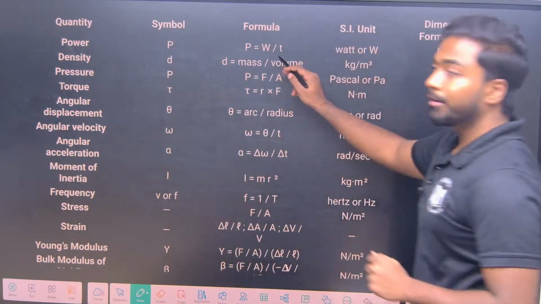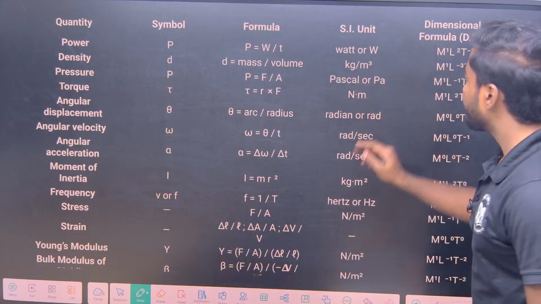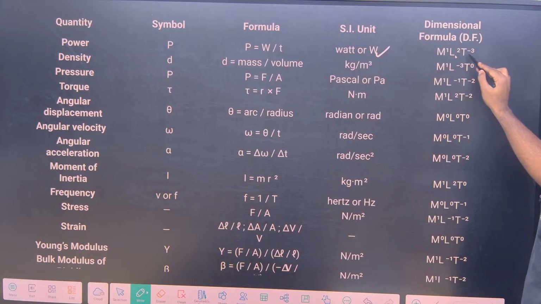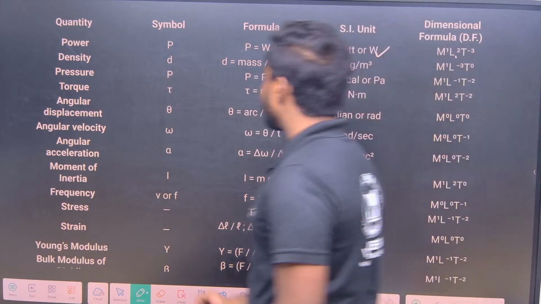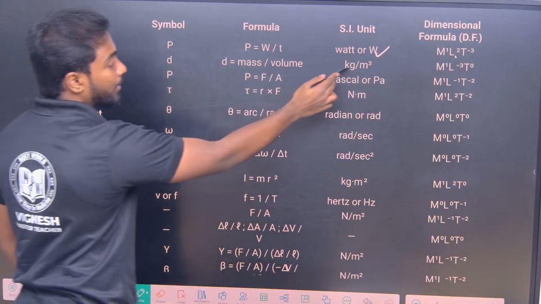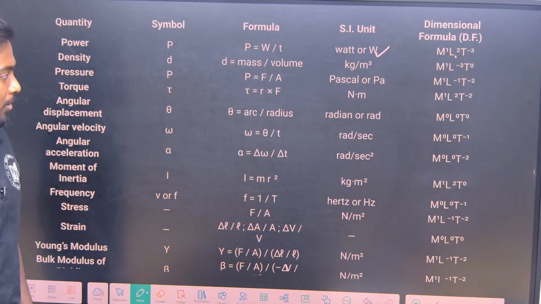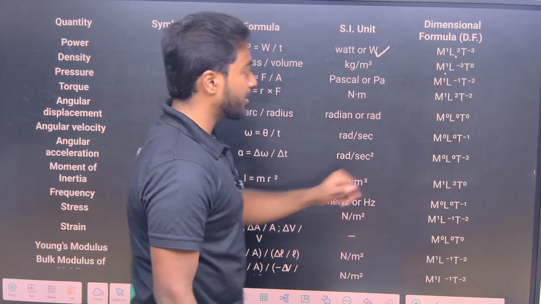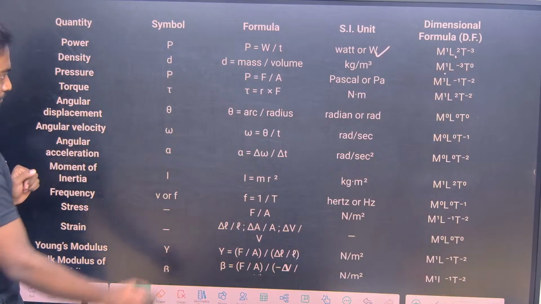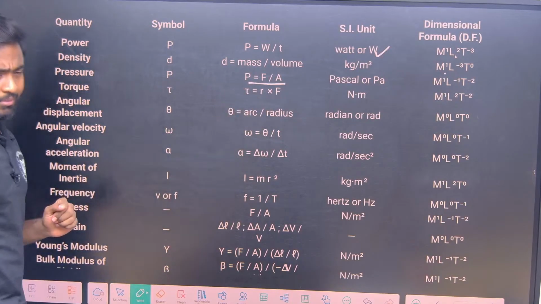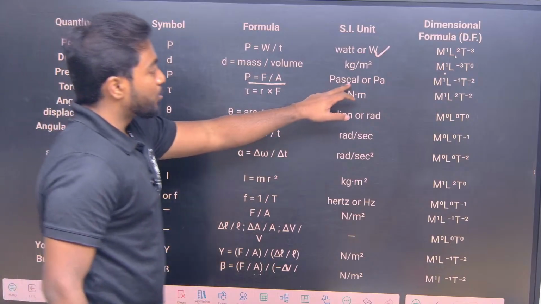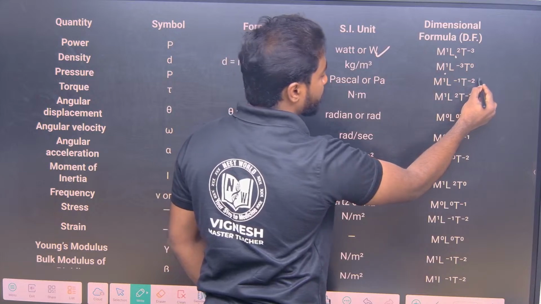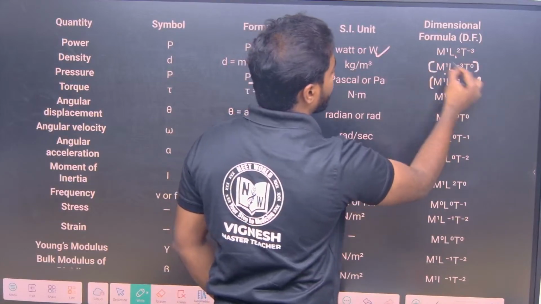Power is nothing but work done by time. SI unit is watt, and the dimensional formula is M power 1 L power 2 T power minus 3. Density is mass by volume, kg per meter cube is the SI unit. Dimensional formula is M L power minus 3 T power 0. Then pressure is force per unit area. SI unit is pascal, so M power 1 L power minus 1 T power minus 2 is the dimensional formula for pressure.